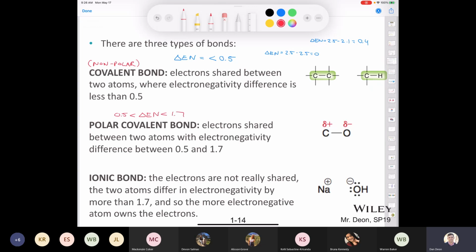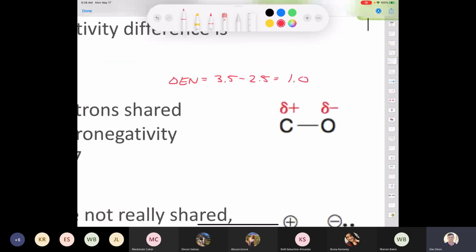So say, for example, you have a carbon-oxygen bond. Well, what would be my delta EN here? Oxygen has an electronegativity of 3.5. Carbon's is 2.5. That gives us 1.0, right? 1.0 is in between 0.5 and 1.7. So this is a polar covalent bond. What does that mean? It means that they're sharing the electrons. However, it's an unequal sharing of electrons.